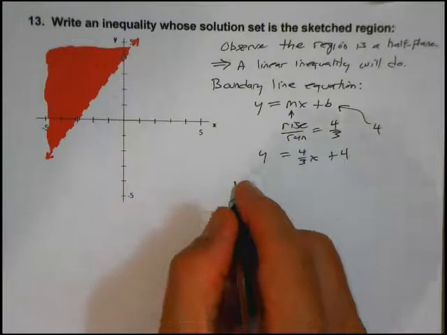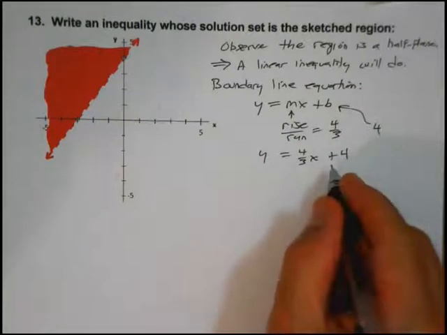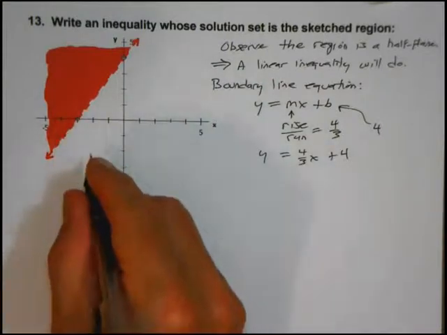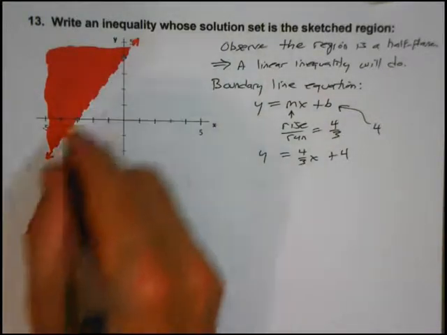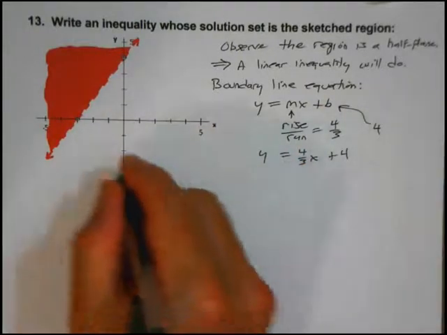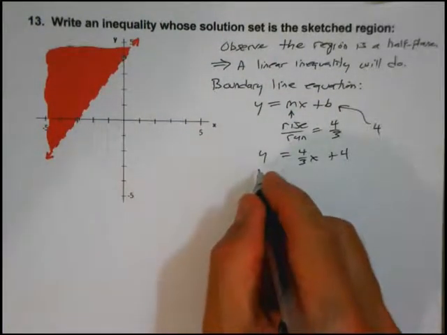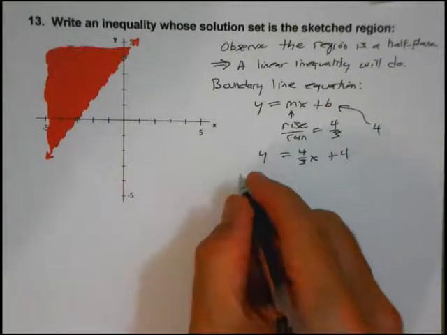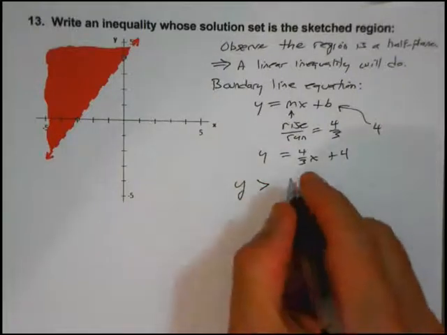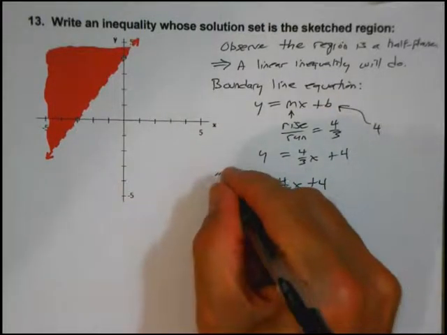Now, since we have this boundary line as a y equals f of x type of formulation, we can think of this in terms of, do we want above the line or below the line? The region is clearly above the line, so we're going to use a greater than inequality. In this case, also notice the boundary line is dashed, so we don't want the boundary line to become part of the solutions of our inequality. That means we need to make this simply y greater than, no equals, just greater than 4/3 x plus 4.